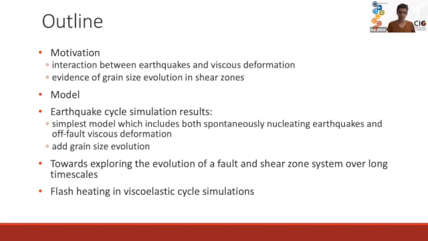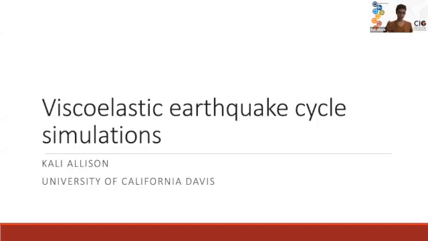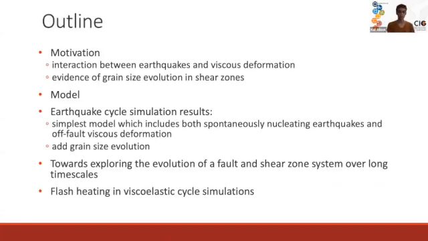So in this talk, I'm shifting focus from the fluid flow that we've seen in the previous talks to a deeper phenomenon, the ductile shear zones beneath strike slip faults and their interaction with earthquakes. I'm going to first talk about observations of the interaction between earthquakes and bulk viscous deformation, and also grain size evolution in shear zones. And then I'll describe how the model works.